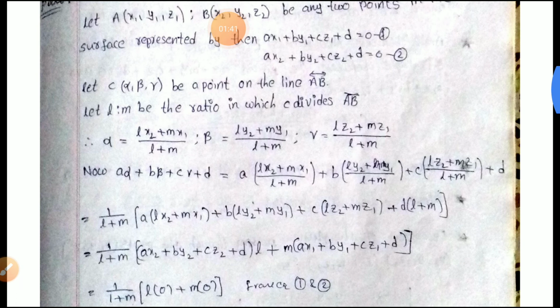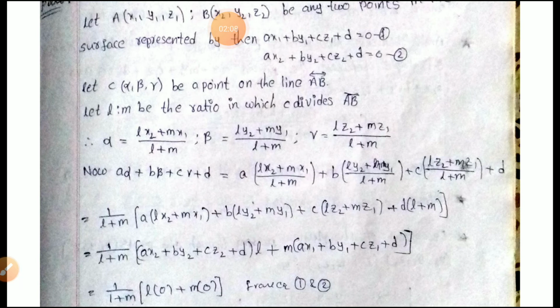Now on further simplification, if we take 1 by (L plus M) common, then we can easily verify by taking L and M as common. Then the coefficient of L becomes ax2 plus by2 plus cz2 plus d, and similarly the coefficient of M becomes ax1 plus by1 plus cz1 plus d. Then automatically L into 0 plus M into 0, finally the whole expression becomes 0.